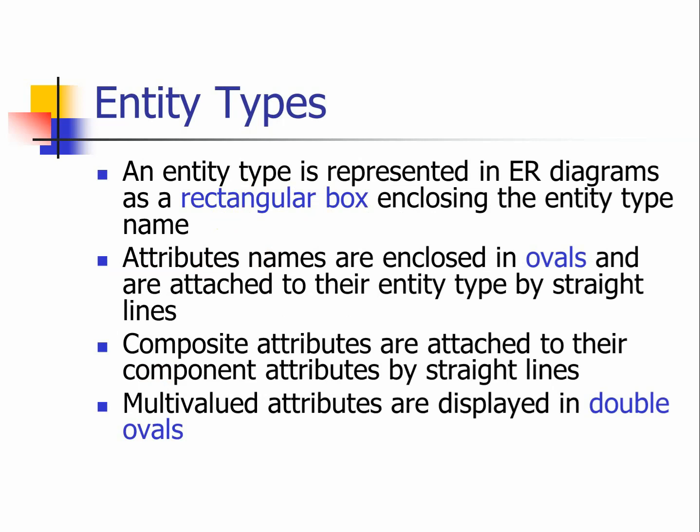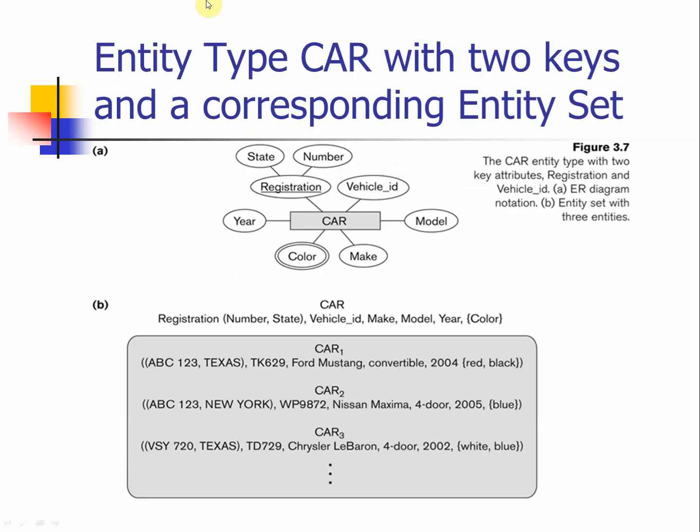Attribute names are enclosed in ovals and are attached to their entity type by straight lines. Composite attributes are attached to their component attributes by straight lines. Multi-value attributes are represented in a double oval. So this is going to be a good example for you to understand.